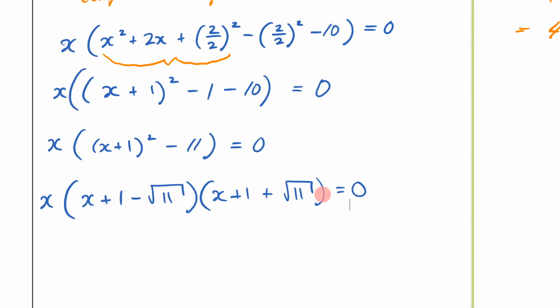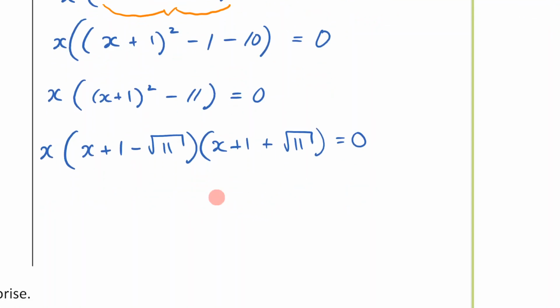So this is perfectly acceptable, and it's just something that you should commit to memory. If you have x plus 1 squared plus or minus something here, you can go plus or minus the square root of that thing to get it into a form that looks like this. It's nice and factorized. And this is from example 17 in your textbook, if you want to refer to that as well.